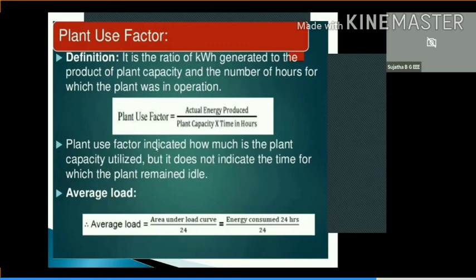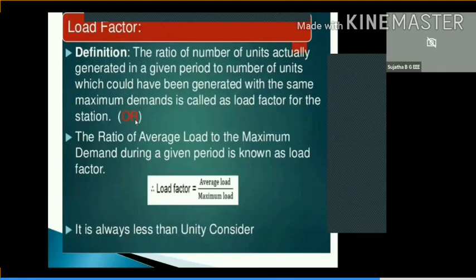The plant use factor indicates the plant capacity utilized, but it does not indicate the time for which the plant remained idle. How much time the plant remained idle cannot be known from the plant use factor. Also, you have seen that average load is equal to the area under the load curve divided by 24, which is equal to the energy consumed in 24 hours divided by 24. For a daily load curve, it should be considered for 24 hours. So this is about the plant use factor.